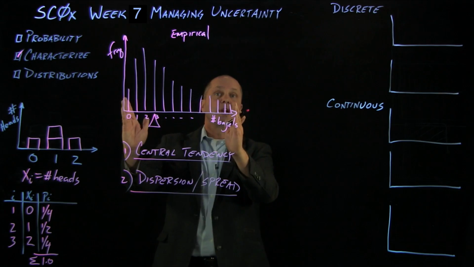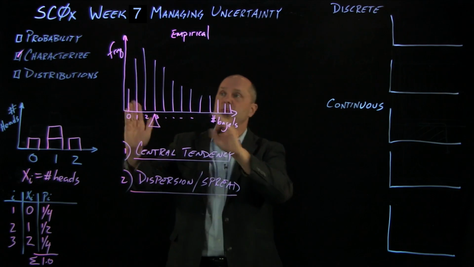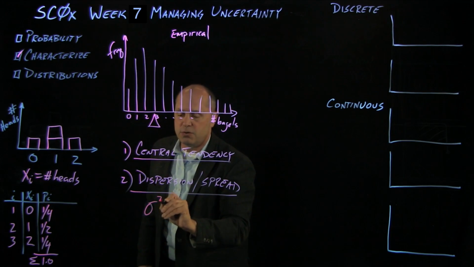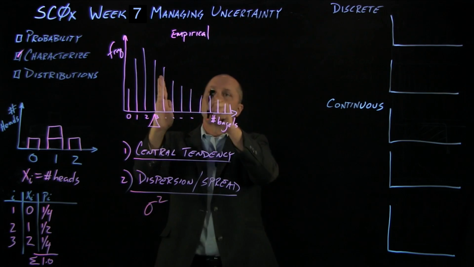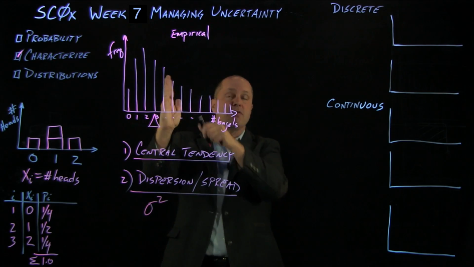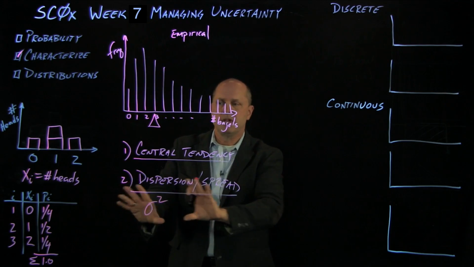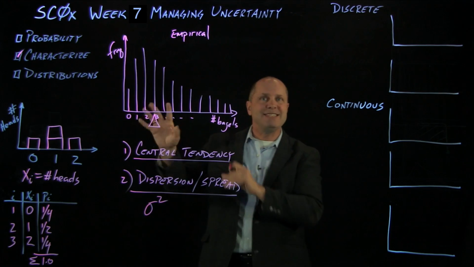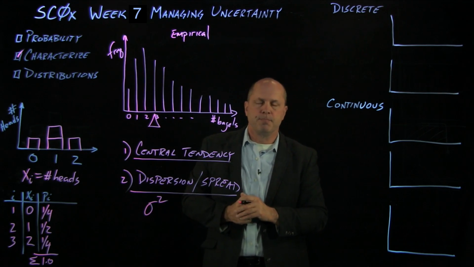Well, I can look at the range that it covers, so the max minus the min. I can look at breaking this into quartiles, or I can do something called the standard deviation or the variance that looks at the expected value of the squared around the mean. And we'll talk more about this. But essentially, I've got different ways that I can characterize and capture the essence of an empirical distribution.